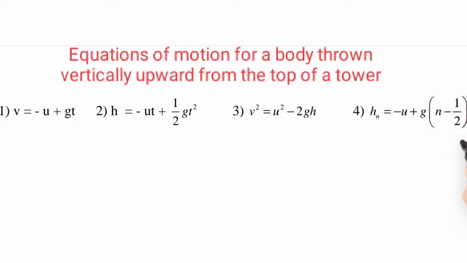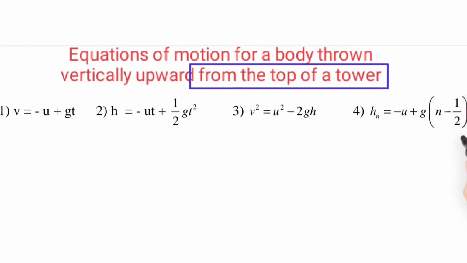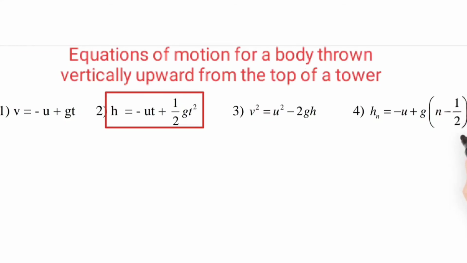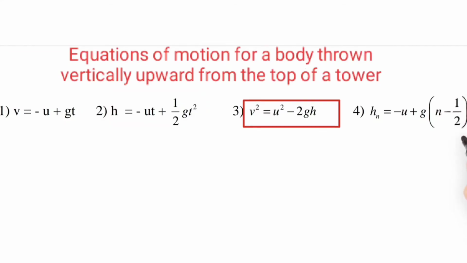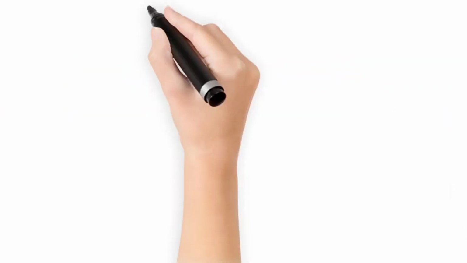Now we will discuss equations of motion for a body thrown vertically upward from the top of a tower. v is equal to minus u plus gt, h is equal to minus ut plus half gt square, v square is equal to u square minus 2gh, and h in nth second is equal to minus u plus g into n minus half.